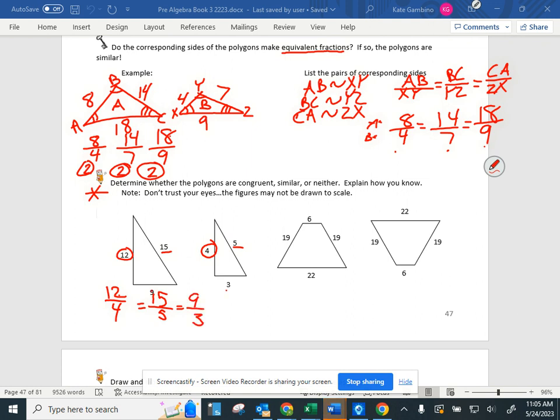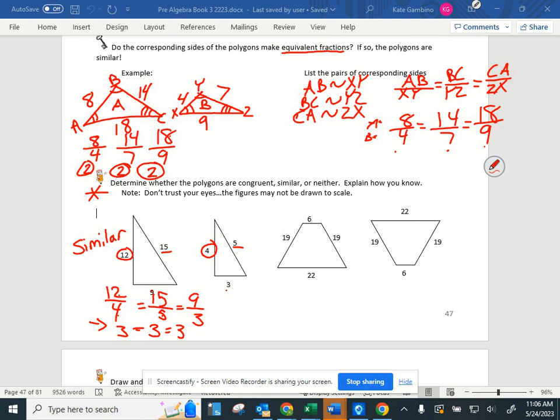So this is one that we can do mental math on. There will be ones that you actually have to do the division, write down the decimal places, and the decimals must be equal. So I can say 12 divided by 4 equals 15 divided by 5 equals 9 divided by 3. They all equal 3, so it is similar because they all equal 3. They are proportionate. They all shrunk down by 3.